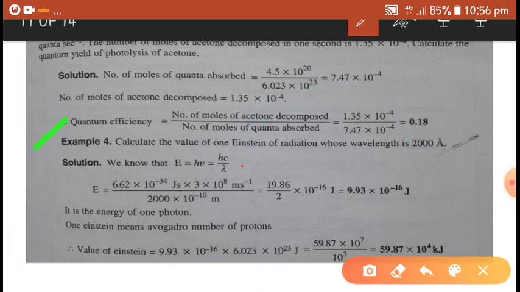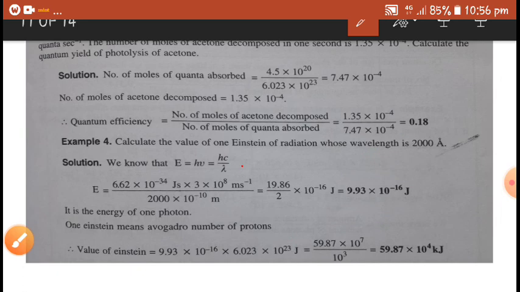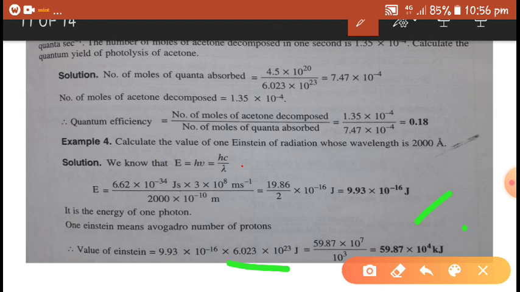And another solved example is: calculate the value of 1 Einstein of radiation whose wavelength is 2000 angstrom. We know the h value, c value, and lambda is given. By simply putting all these values, we get the quantum of energy, that is the photon energy. 1 Einstein means Avogadro number of photons, not protons, it is photons. So we just multiply it with Avogadro number. Then we get the value of Einstein in kilojoules.